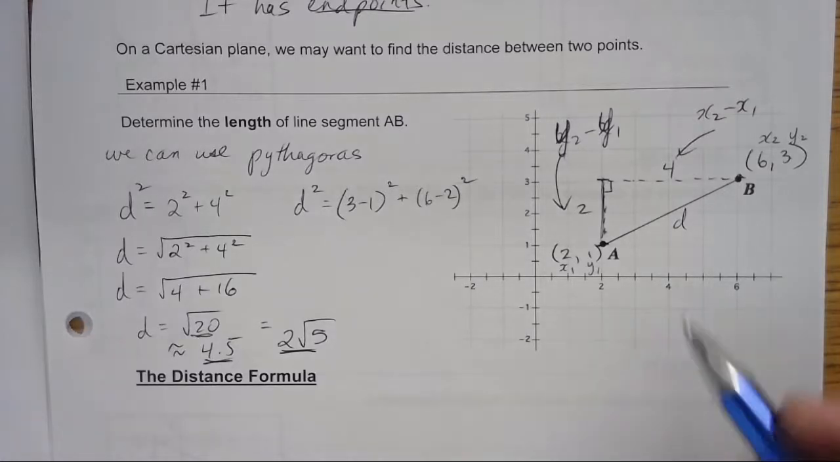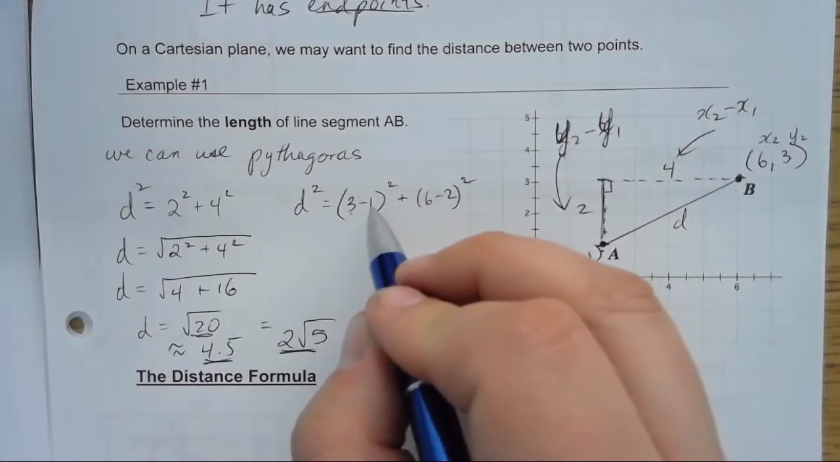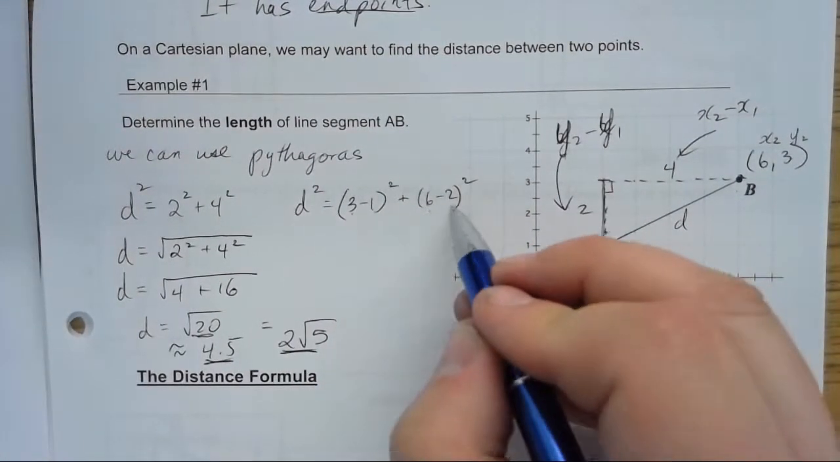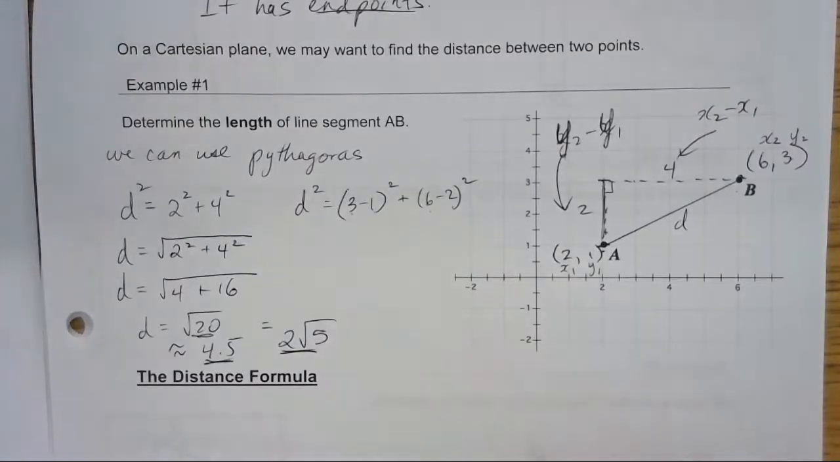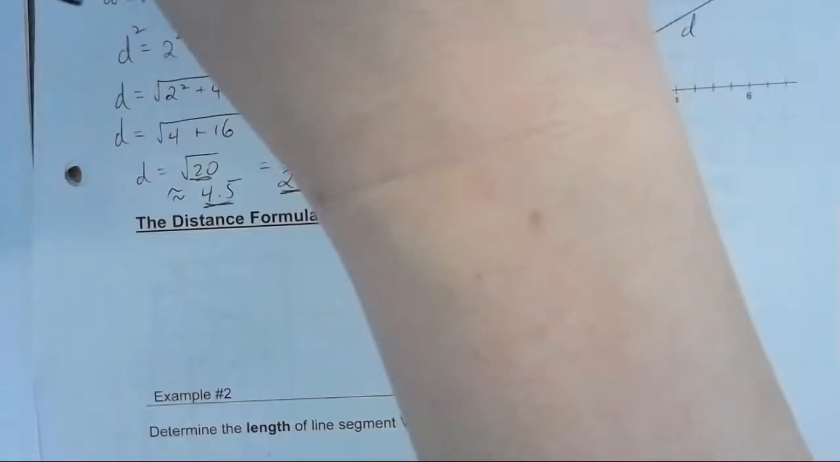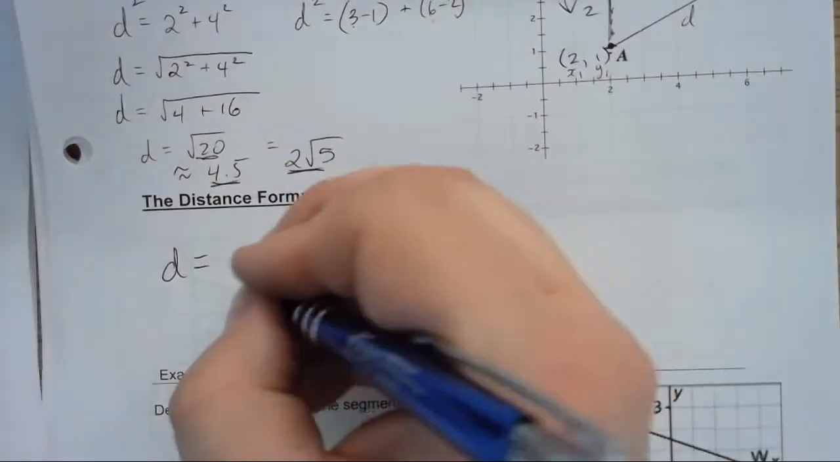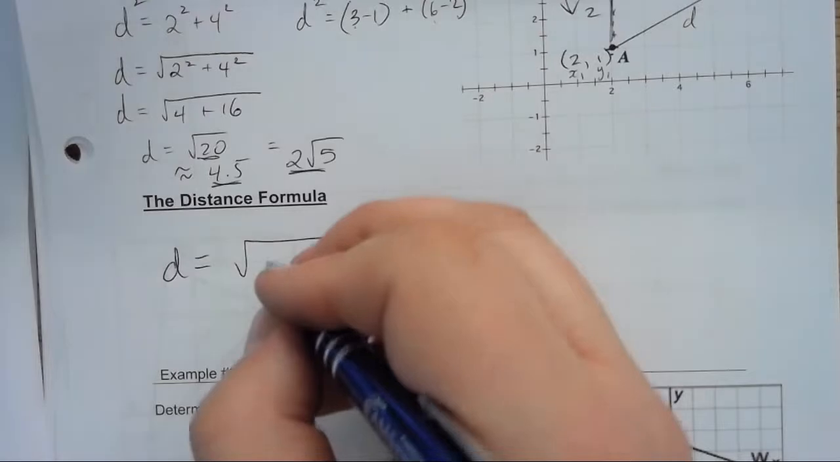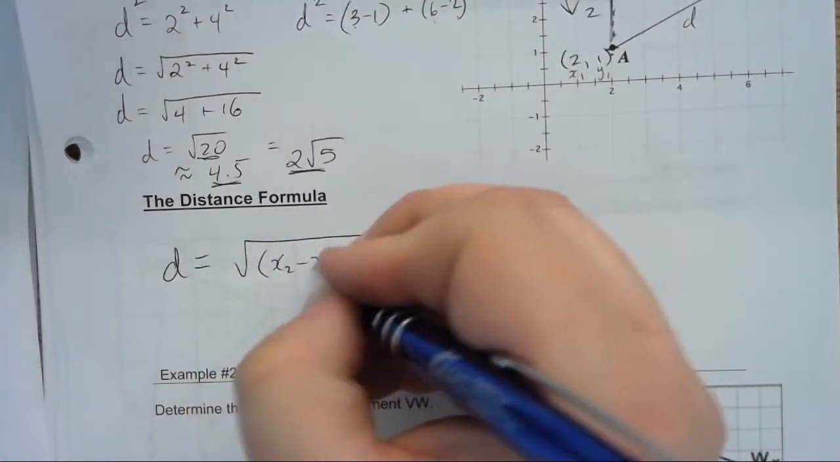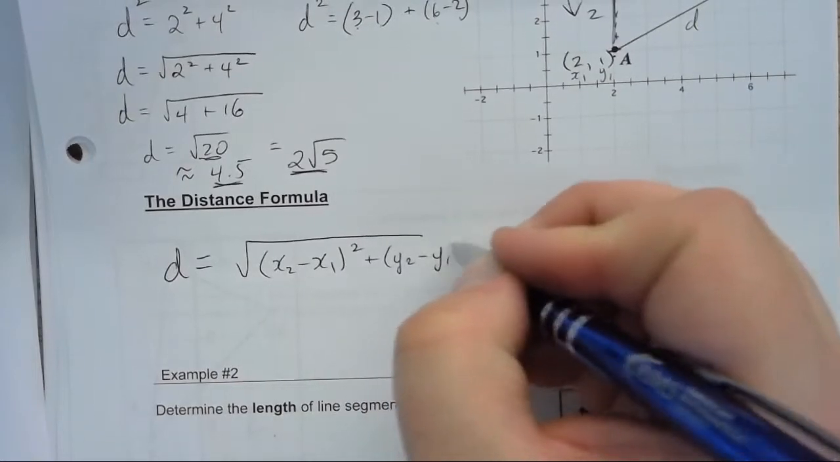Now, what if I wasn't using specifically these 2 points? Well, again, this was the second y coordinate, the first y coordinate. The second x coordinate, the first x coordinate. I feel a formula coming on. The formula for the distance between any 2 points, because it really just comes from Pythagoras, is that distance equals the square root, I'll put the x's first, of x2 minus x1 squared plus y2 minus y1 squared.